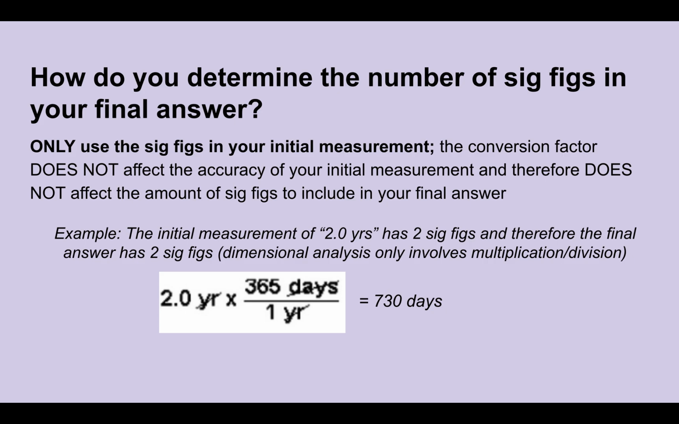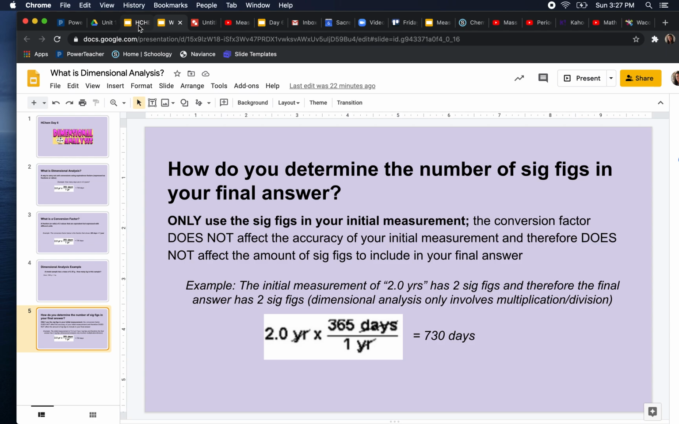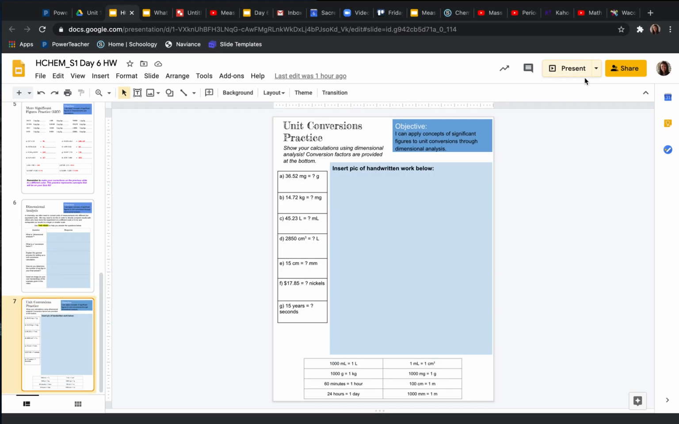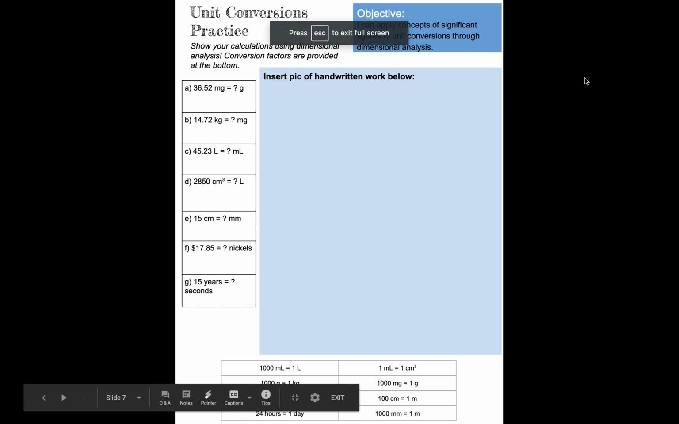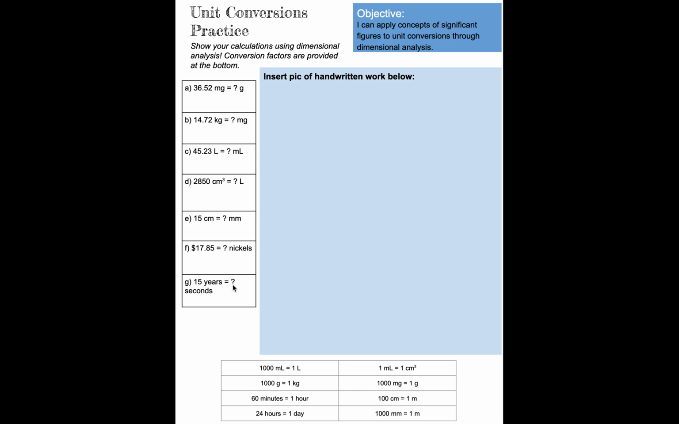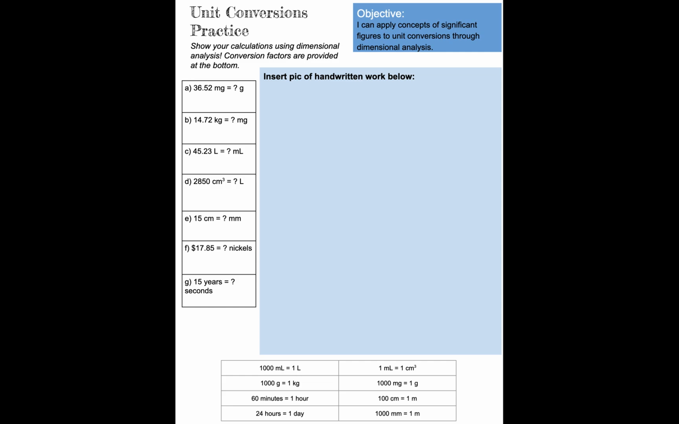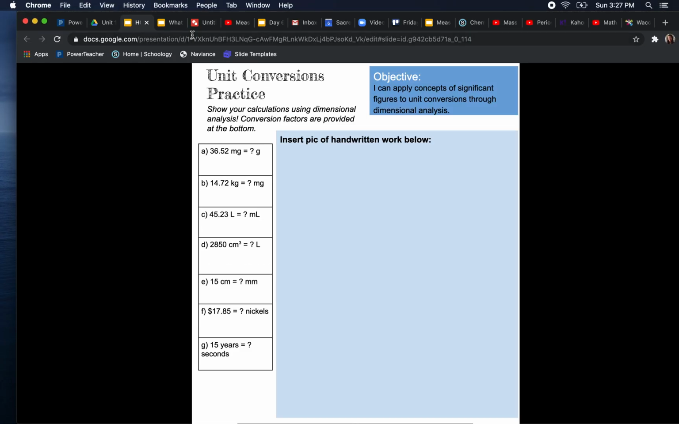But that concludes my little discussion about dimensional analysis, and it's going to be up to you to fill in what I just talked about onto slide 6 and to apply it to slide 7. So a few notes about slide 7 in your day 6 homework. I need you to show me your calculations for each of these conversion problems. The conversion factors can be found at the bottom of the page, and I want you to use the method of dimensional analysis where you show me the conversion factors using the fraction form, okay? Please show me all your work and insert a picture of your handwritten work in the space below. Okay, thank you for listening, and good luck.